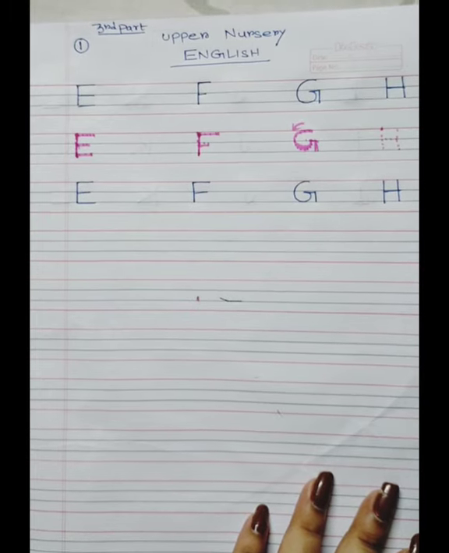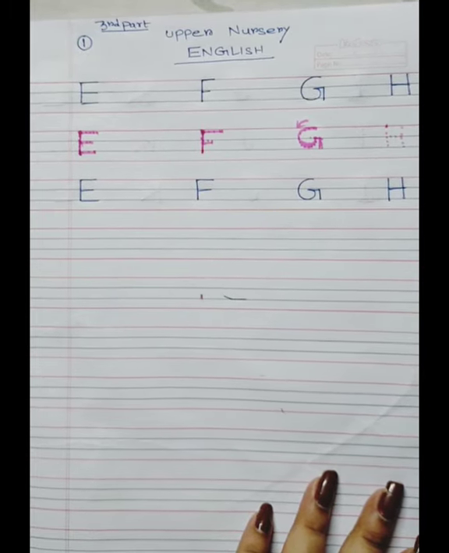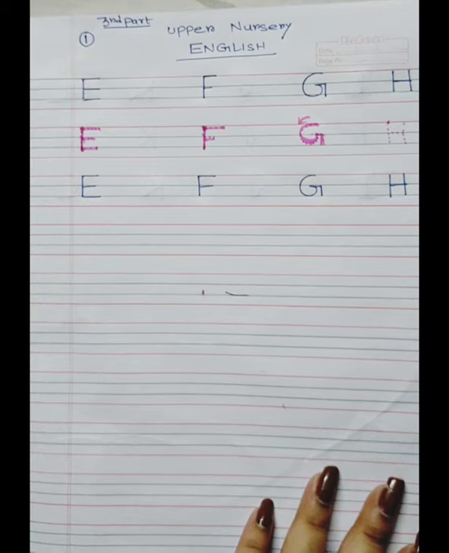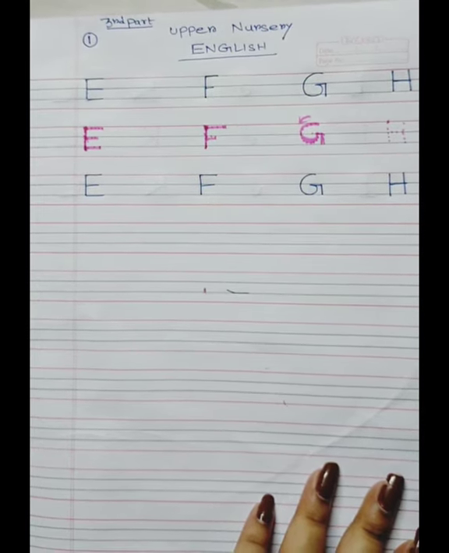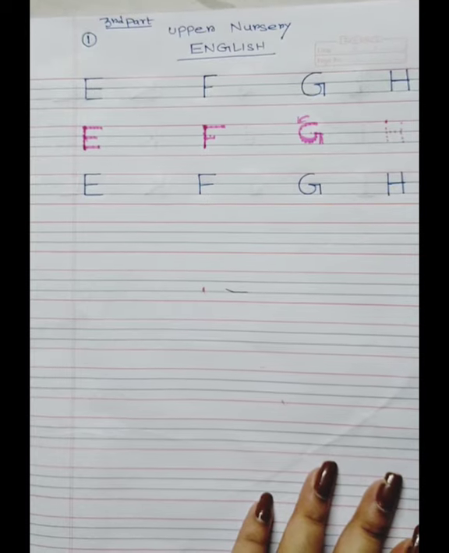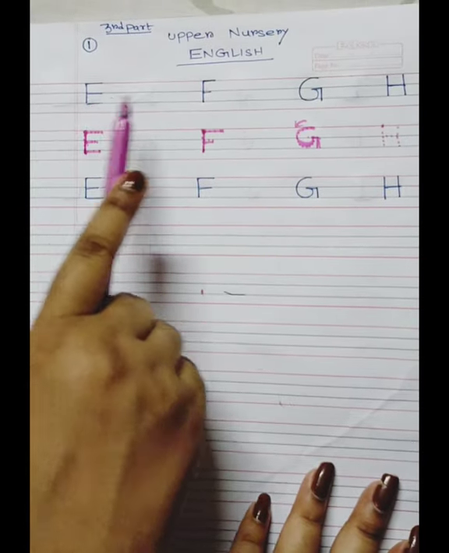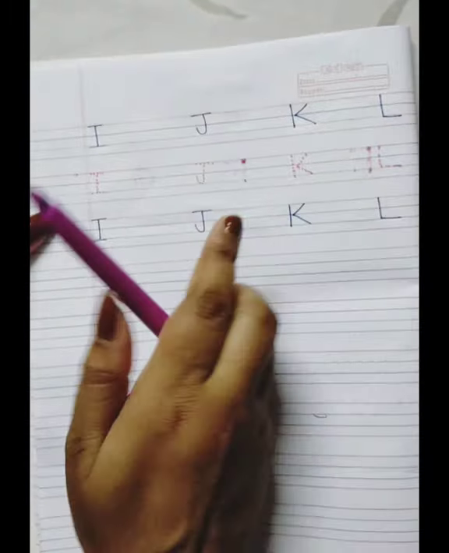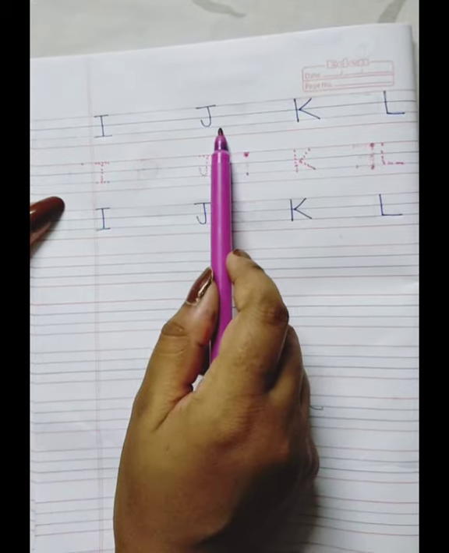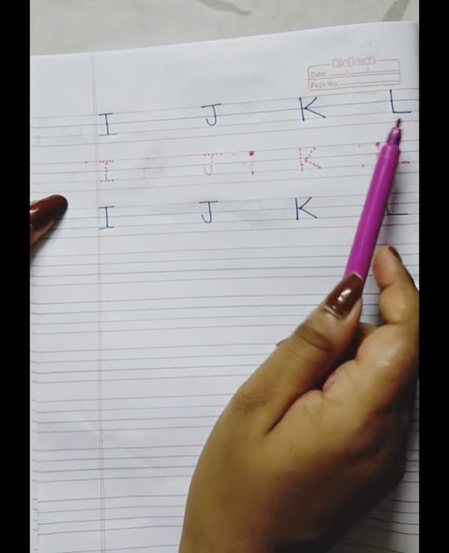In your previous class, I taught you how to write the four alphabets A, B, C and D. But today I will teach you the rest of the alphabets: E, F, G, H, I, J, K and L.